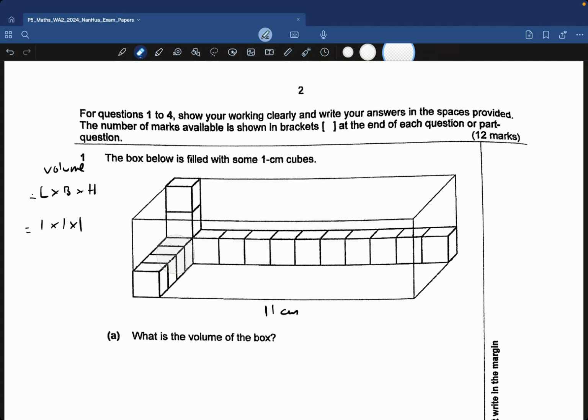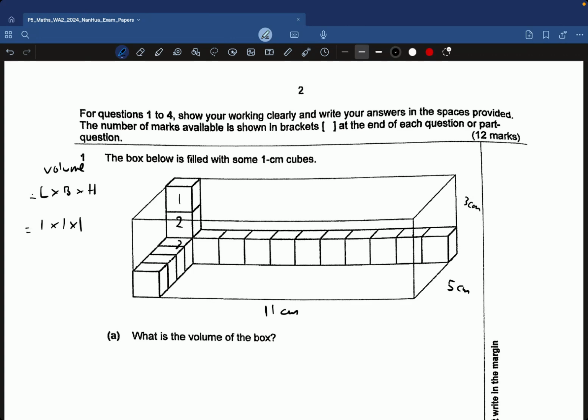Now the next thing is, what is the breadth? So let's do it over here. This is 1. So we have 1, 2, 3, 4, and 5. So this should be 5 centimeters. And lastly, what is the height? The height is over here. It is 1, 2, and 3. So this should be 3 centimeters.